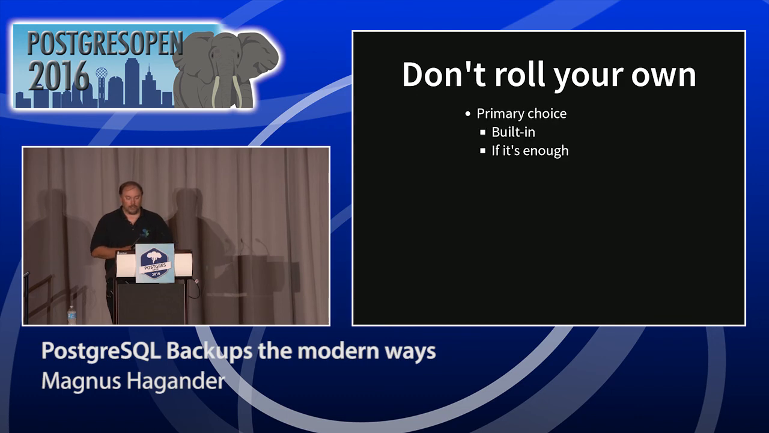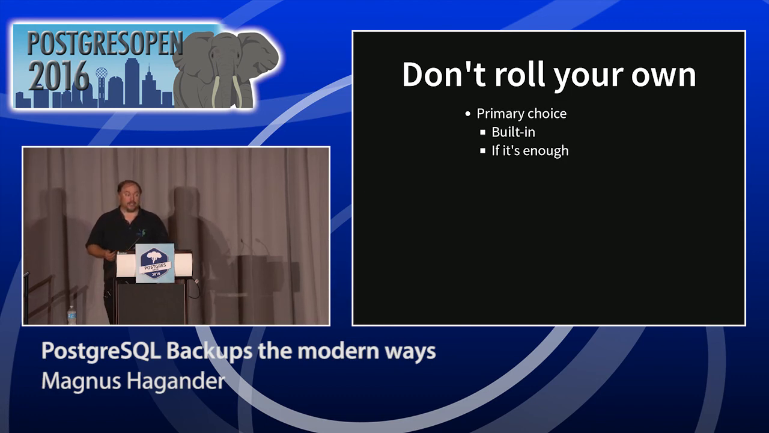Which is also why your primary choice today, if you're doing backups in Postgres and just like, hey, I need to do backups, you should use the built-in ones. You should use pg_basebackup, and you should use pg_receivexlog if that's enough. If that solves your problem, if your database is not too big to handle that, if your retention requirements aren't too complicated, then just use that. Because it's simple to get working, it's difficult to get wrong. And that's a good combination.